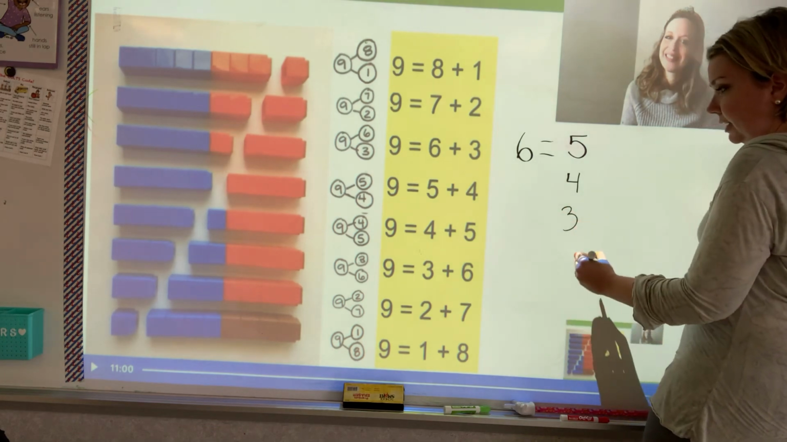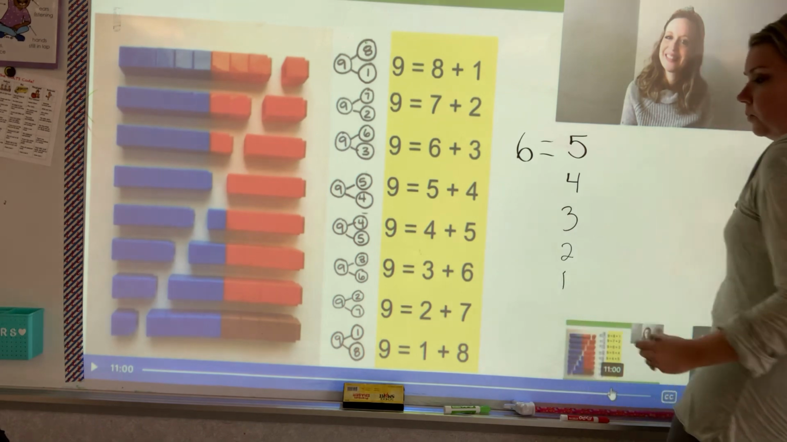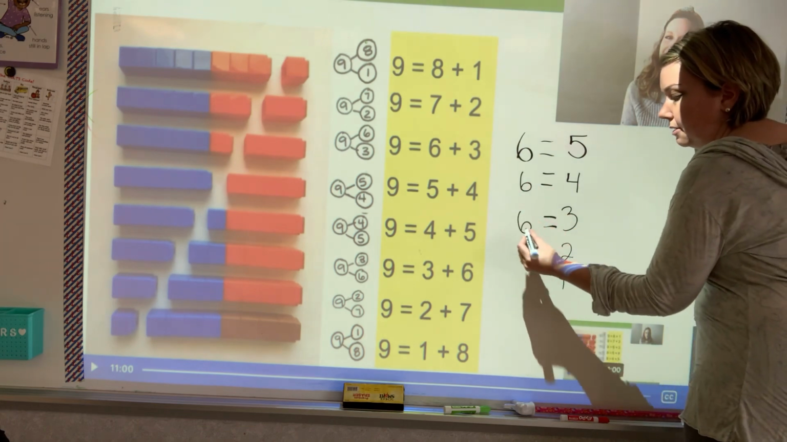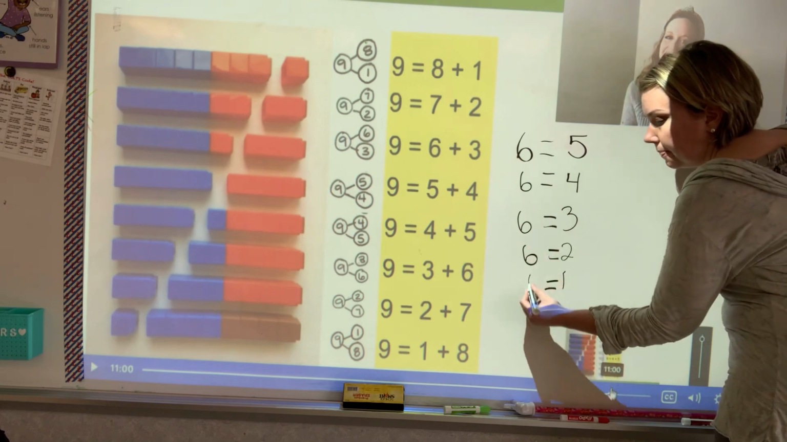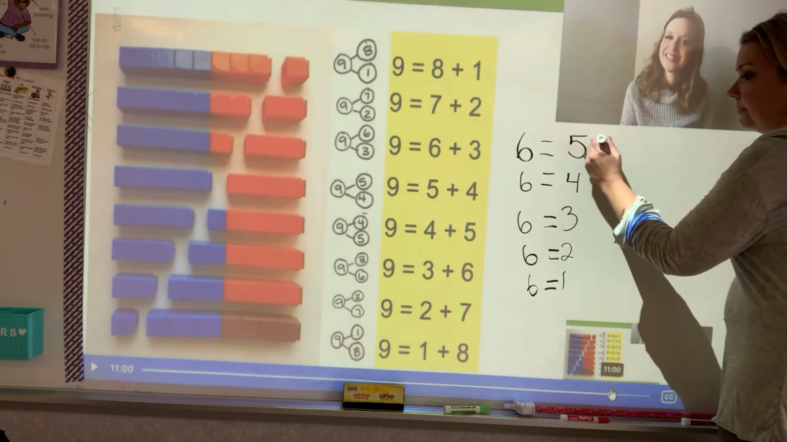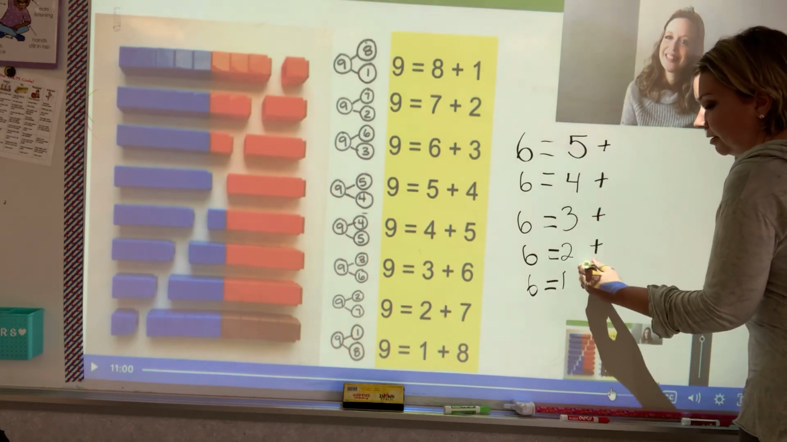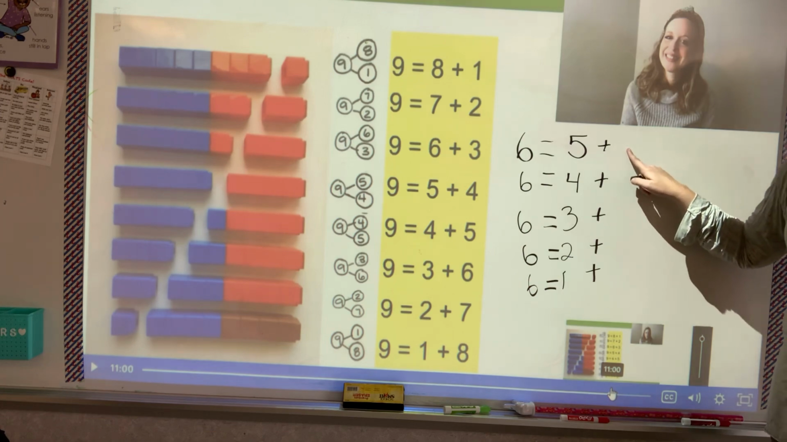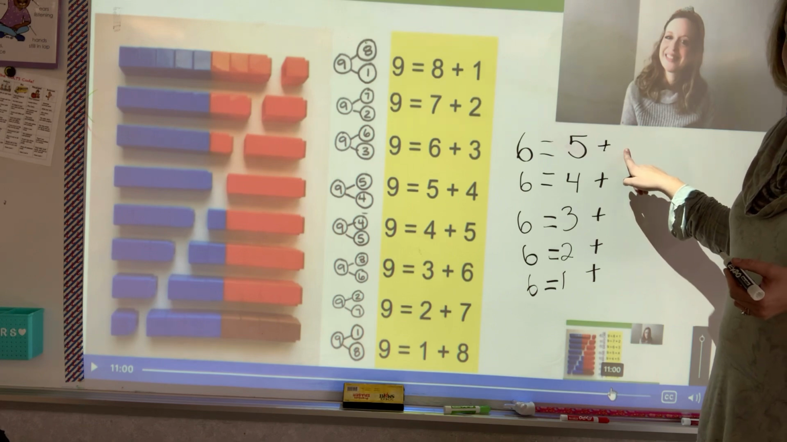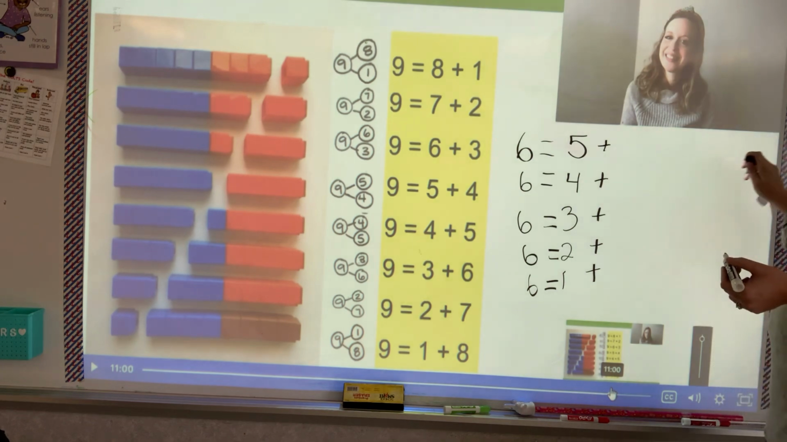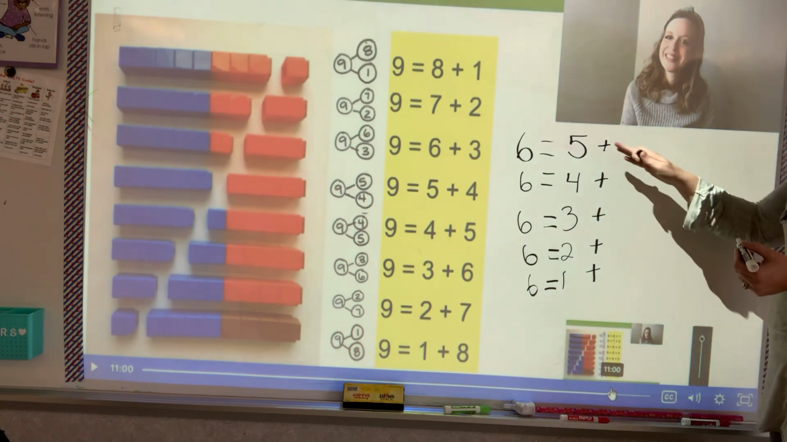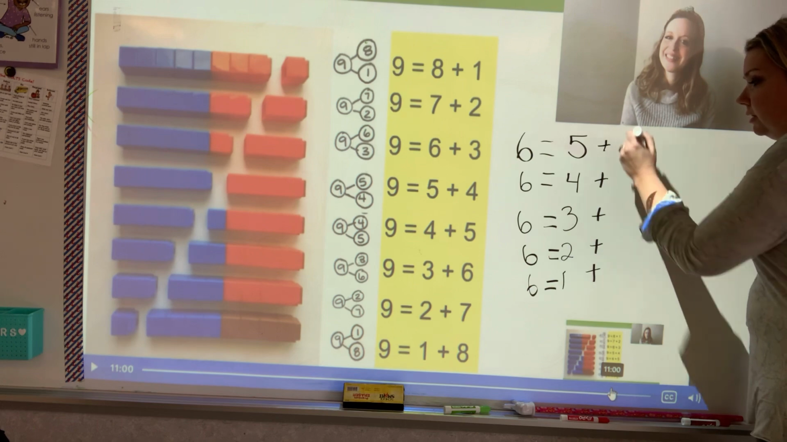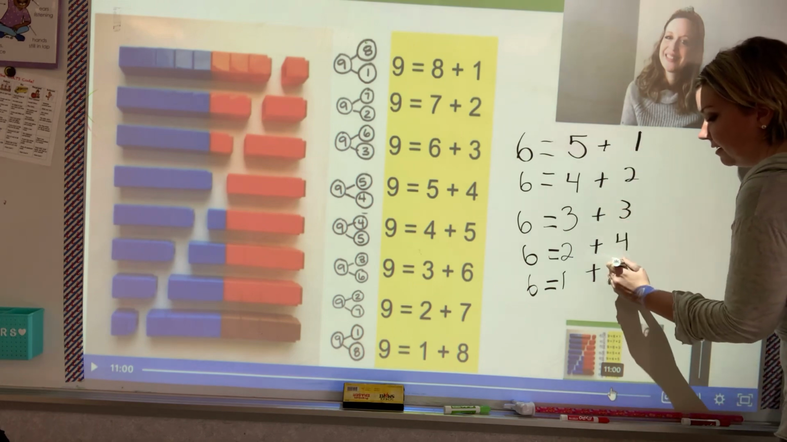4, 3, 2, 1. 6 is my whole, so it's going to be the same all the way down. Now I can add. But instead of counting down, 5, 4, 3, 2, 1, I'm going to count up. So what number am I going to put here? Nicole, what number am I going to put here? I counted down, 5, 4, 3, 2, 1. Here I need to count up. 1, 2, 3, 4, 5.